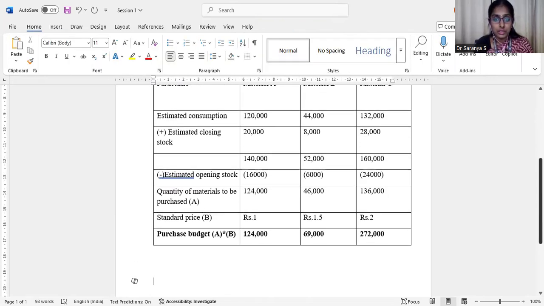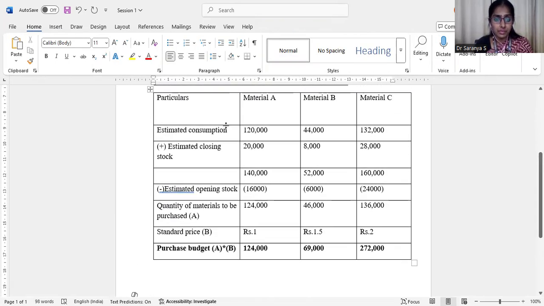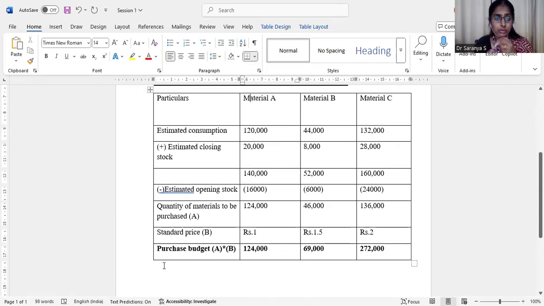So it's very simple. You can try it on your own also. Just remember, estimated consumption plus estimated closing stock minus estimated opening stock gives the quantity of materials to be purchased. Then if standard price is given in the question, we'll be able to find out the cost of purchase, the budget for purchase.